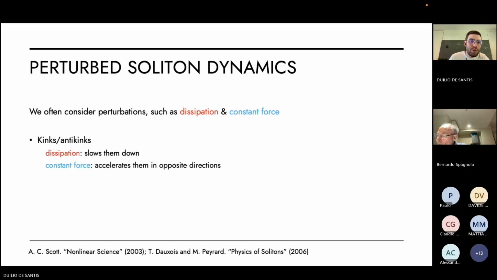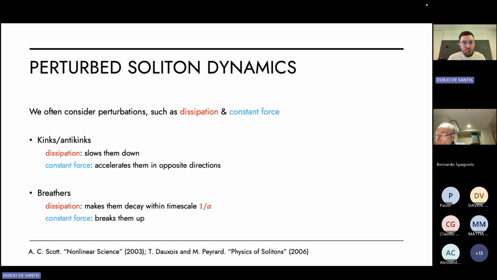For example, it's well known that if you have a kink or an anti-kink, dissipation slows them down. Essentially, they slow down like particles do in the presence of dissipation. Also, if you apply a constant force to a kink or to an anti-kink, you will accelerate them, and in particular they will go in opposite directions due to their opposite topological charge.